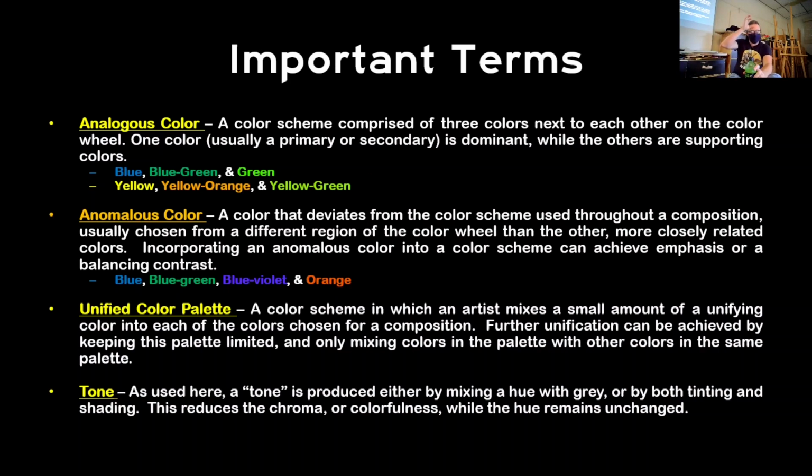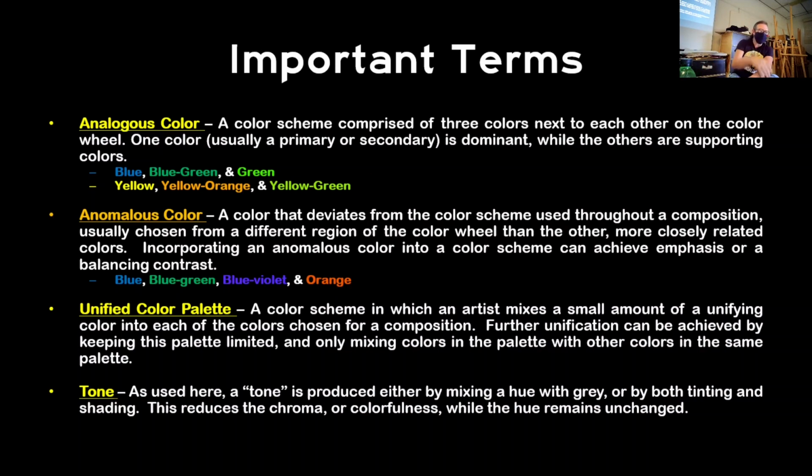Anomalous color allows for that variety. An anomalous color is a color that deviates from the color scheme used throughout a composition, usually chosen from a different region of the color wheel than the other more closely related colors. I wrote that weird, so it threw me off for a sec. Incorporating an anomalous color into a color scheme can achieve emphasis or a balancing contrast.